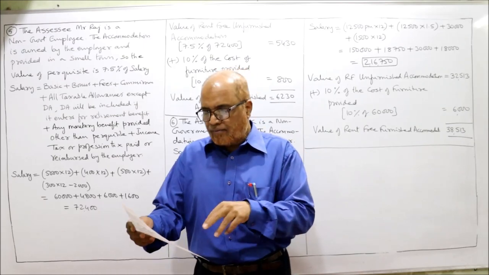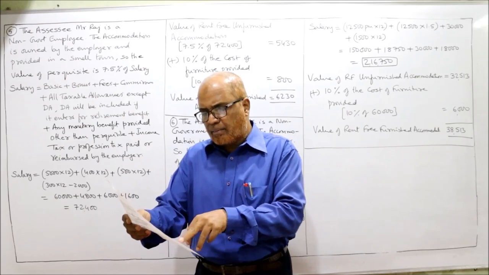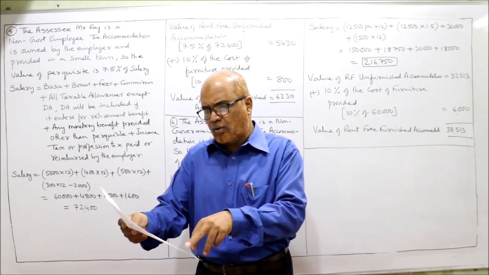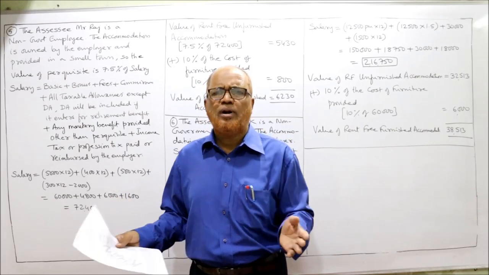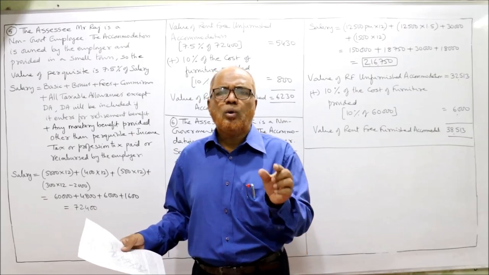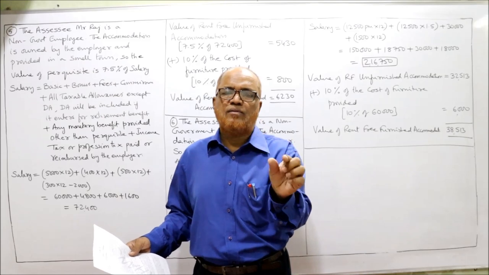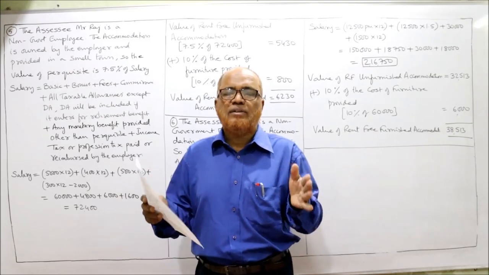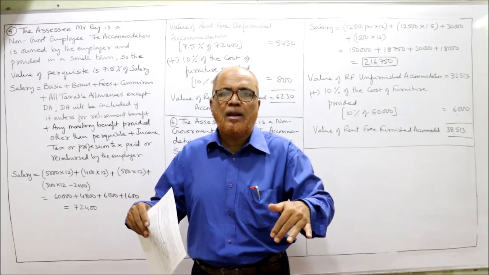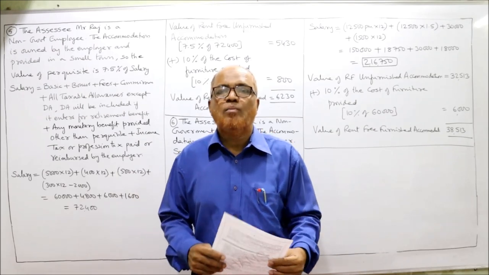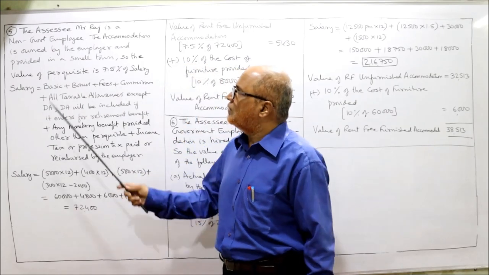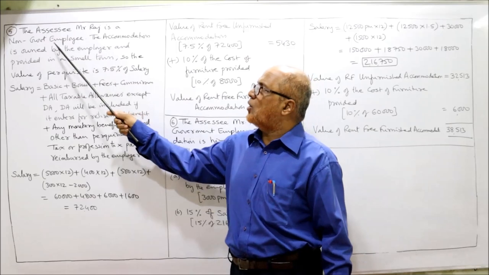That is a question. We are not concerned with rent of similar accommodation. It is given rent value of the similar accommodation 600 per month. We don't require it. We want only the meaning of the term salary. That's it. 7.5% of salary is the value of the perquisite if the accommodation is owned by the employer and it is provided in a small town. So here the solution will be, Mr. Raj is a non-government employee.